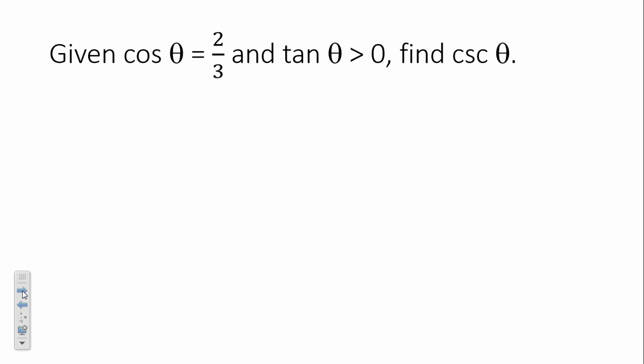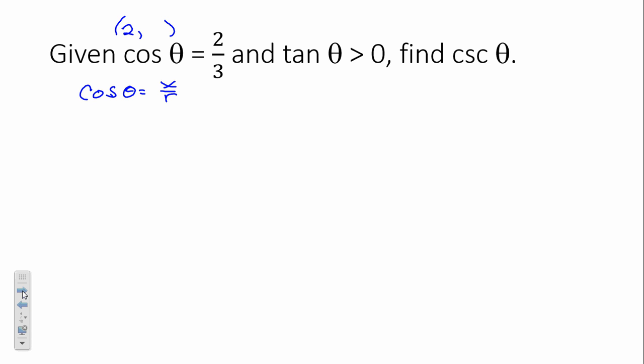Okay, here we go. Given the cosine of theta is 2/3, and the tangent is greater than 0, okay, tangent's positive, we want to find the cosecant of theta. Cosecant is the reciprocal of sine. So we've got to use this to figure out what sine is. Cosine of theta, x over r, right? So we know our x value is 2. We don't know what our y value is.